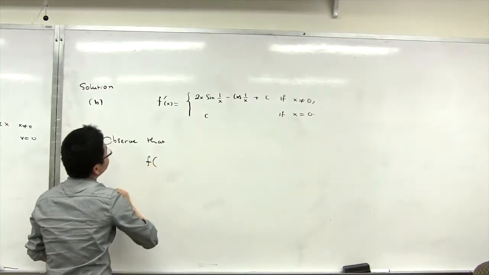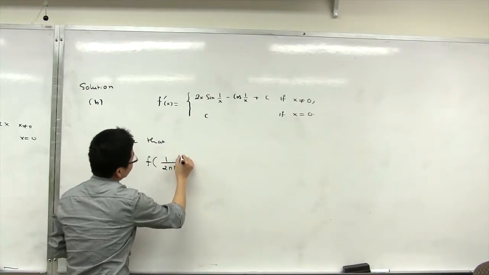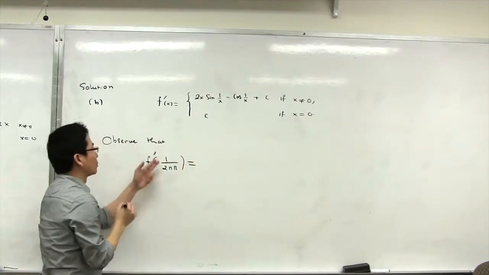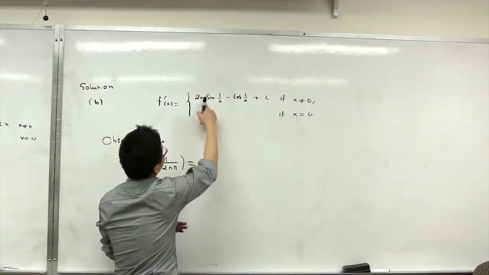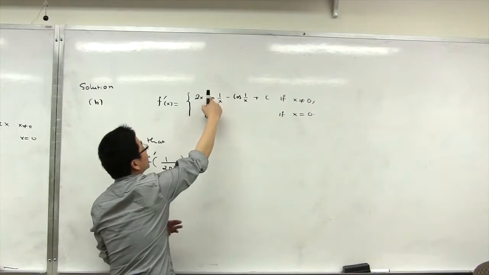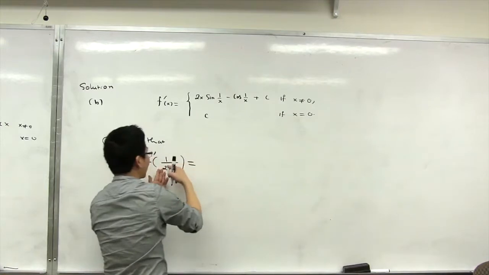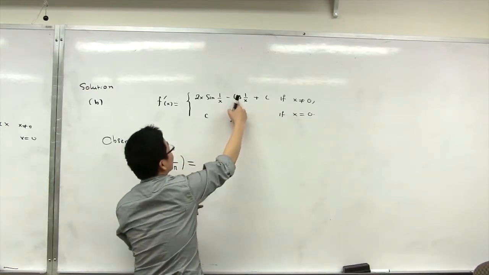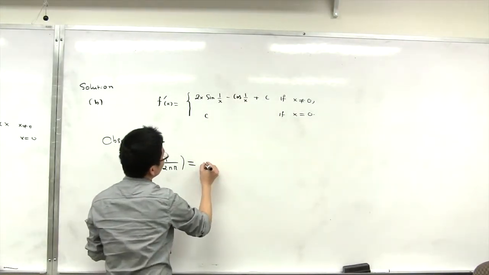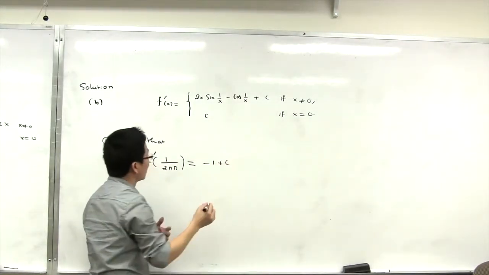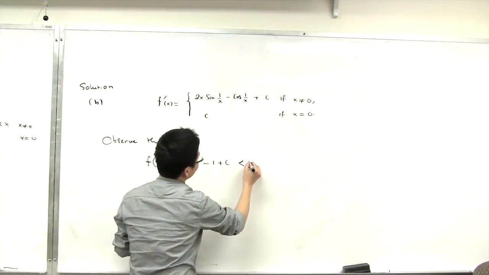Okay. Observe the following. F prime of 1 over 2n pi is equal to, the first part here is 0 because we have sine of 2n pi, and when we replace x by 1 over 2n pi, we get cosine of 2n pi, which is 1. So this is equal to minus 1 plus c. And because c is a number in between 0 and 1, this is less than 0.